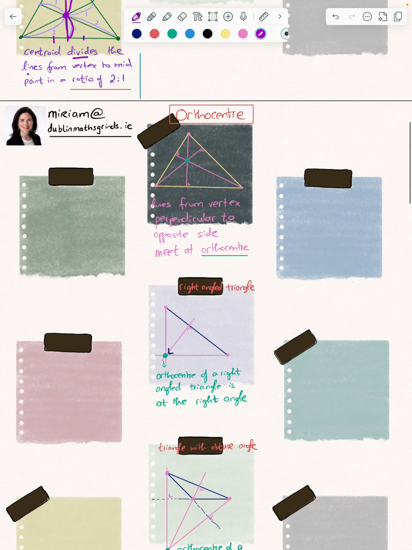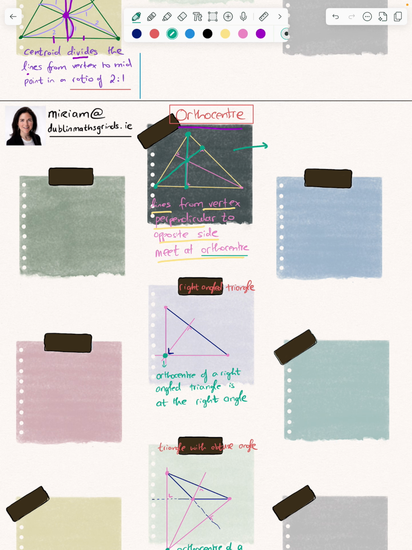Okay, moving on to the orthocentre. So what lines intersect to give you the orthocentre of a triangle? They are the lines from a vertex perpendicular to the opposite side, and they all meet at the orthocentre. So what you see here is a line passing through a vertex. So a vertex is one of the points of the triangle, and it meets the opposite side at a right angle. And if you drew even 2 of those lines and you found their point of intersection, you'd find the orthocentre.